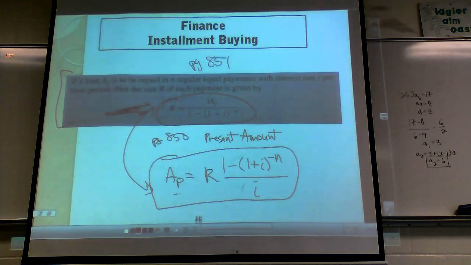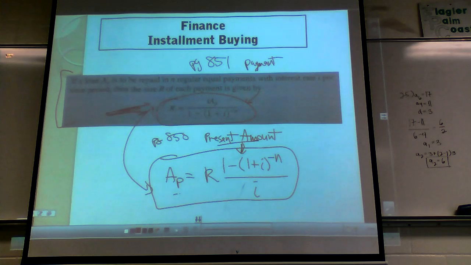Hey, can you go over which one is which again? Present amount's this one. So that means if I want to find out how much the loan is, it's here. This one is if I want to find out how much my payments are. So 851 is the payment one. That's the payment. And 850 is the total amount, or the amount of loan.